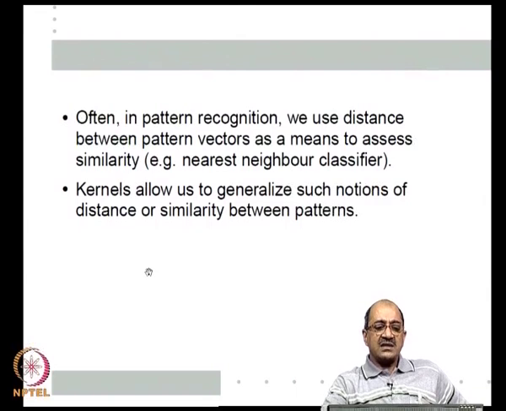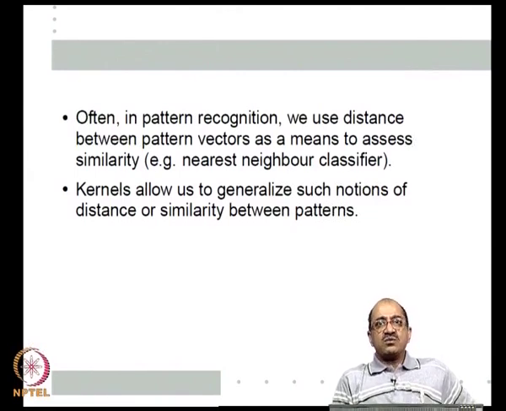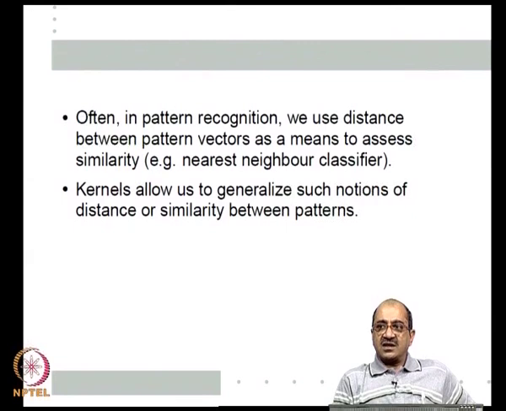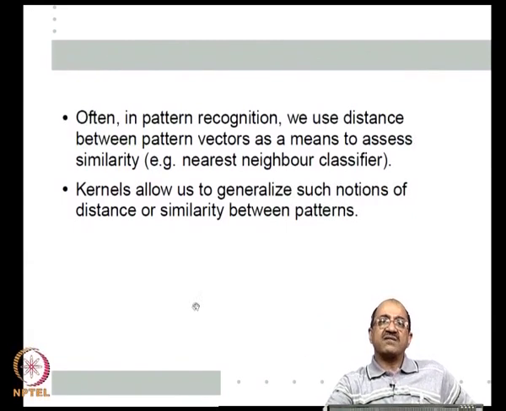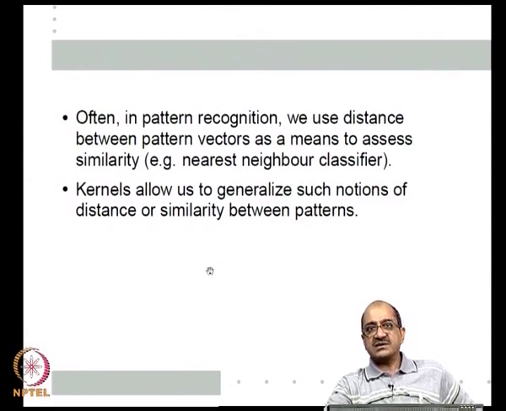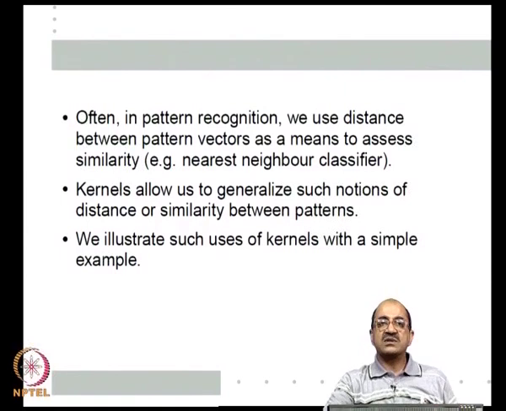Now, kernels allow us to generalize such notions. The basic idea is that if two patterns are close to each other in a distance sense, then they are also similar patterns. So, the question is what kind of distance is a good distance. We may have some similarity function which we can think of as a kernel, and then we can use the kernel in place of the usual distance. We will look at this with a very simple example to see how kernels can be used in a nearest neighbor classifier.